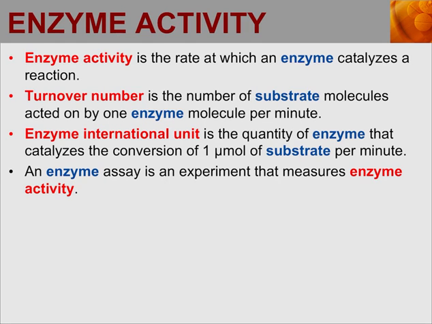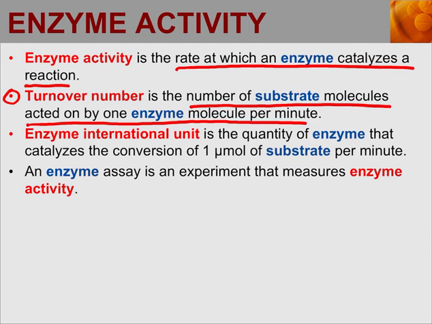Hello, in this video we're going to talk about enzyme activity and factors that affect enzyme activity. So enzyme activity is the rate at which an enzyme catalyzes a reaction. So there's a few different ways we can measure this. One is turnover number. So that's the number of substrate molecules acted on by one enzyme molecule per minute.